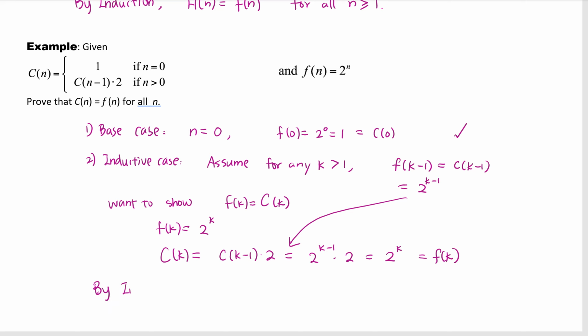Now we say by induction, not h of n. Why do I want to say h all the time? Because we worked with a lot of examples of h. So c of n equals f of n for all n greater or equal to 1. No, it actually starts with 0 in this problem. So sometimes we have to be careful. So it starts with 0 in this example.